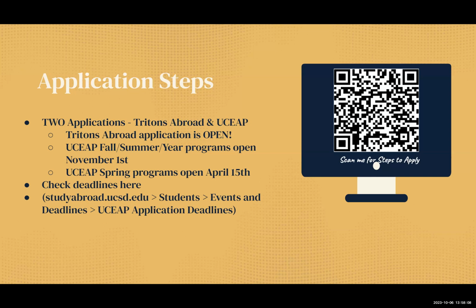As you can see here, the UCEAP fall, summer, and year programs starting next summer of 24 will open on November 1st at 9 a.m. And then the UCEAP application for any spring programs of 2025 will open on April 15th of next year. Check deadlines here. You can get the application deadlines on our website, which is studyabroad.ucsd.edu, and you can see the pull downs there, but I think it's pretty explanatory. When you get there, you'll see the events and deadlines link under the students tab at the top.